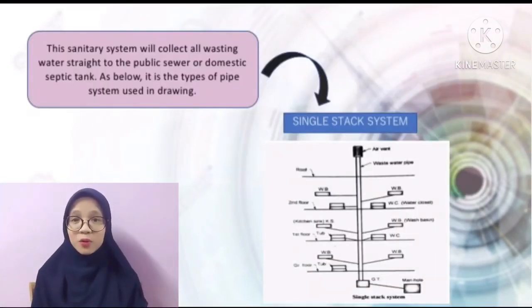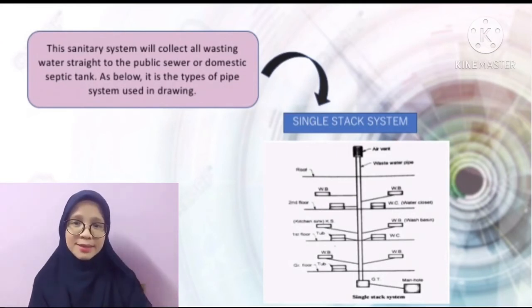There are a few types of sanitary systems used in a house or building for collecting or conveying wastewater. This sanitary system will collect all wastewater straight to the public sewer or domestic septic tank. Below is the type of pipe system used in buildings. That is the single stack system.